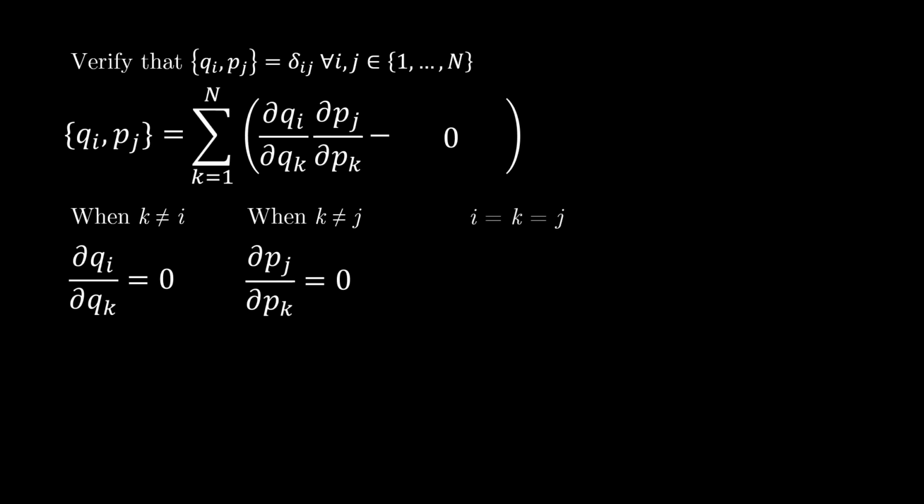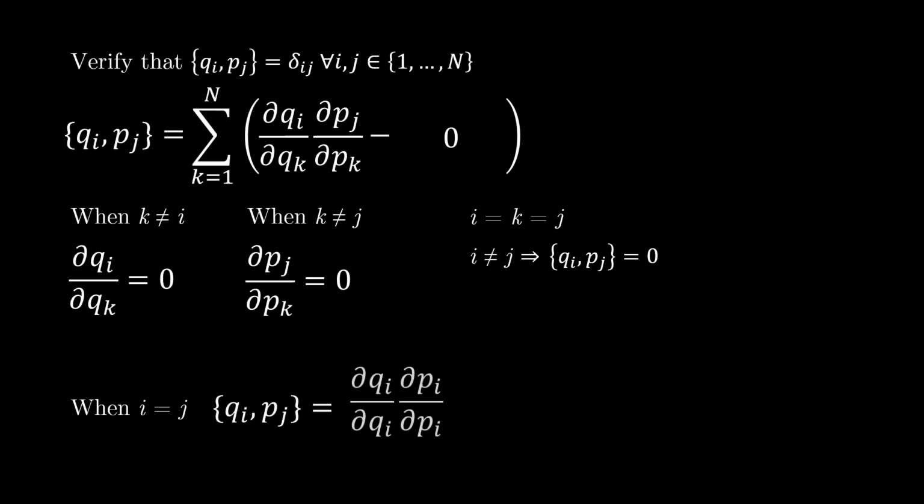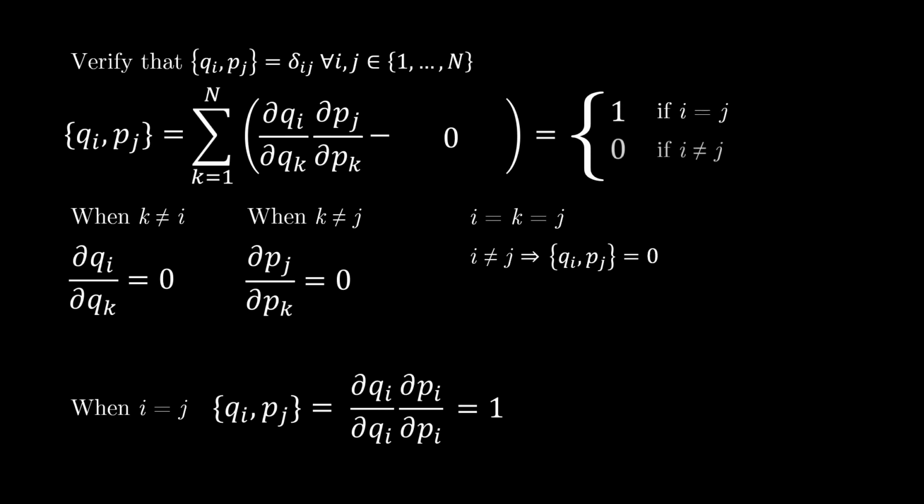That means that this term can only be non-zero when i and k are equal, and when k and j are equal. From this, it immediately follows that if i does not equal j, the Poisson bracket is 0, since k can't be equal to both of these at once. But what about when i equals j? Here, the sum reduces to just one term, ∂qi/∂qi times ∂pi/∂pi. Both these derivatives are equal to 1, so the Poisson bracket is 1. That means that the Poisson bracket of qi and pj is 1 if i equals j and 0 otherwise, and we can write this more compactly using the Kronecker delta.